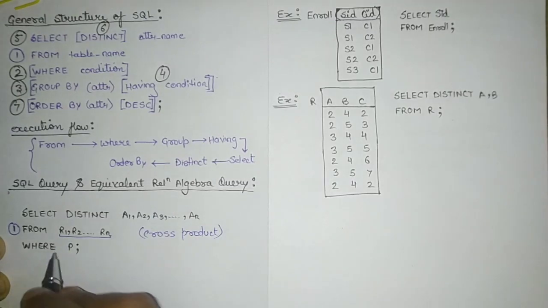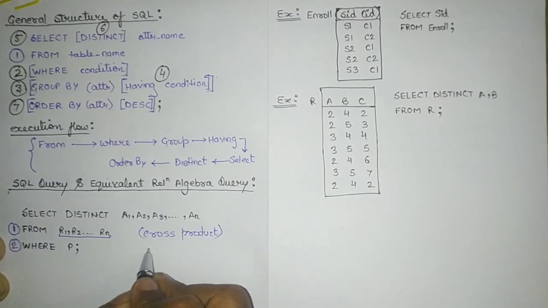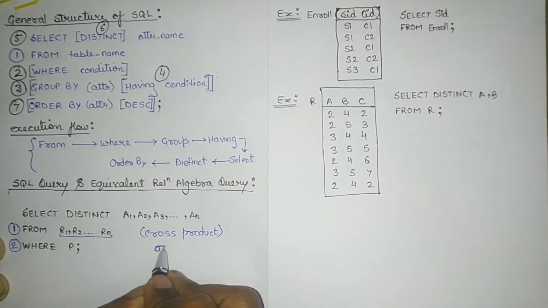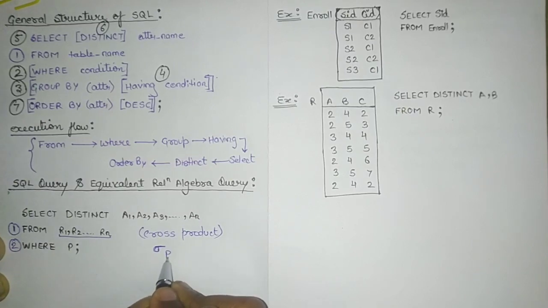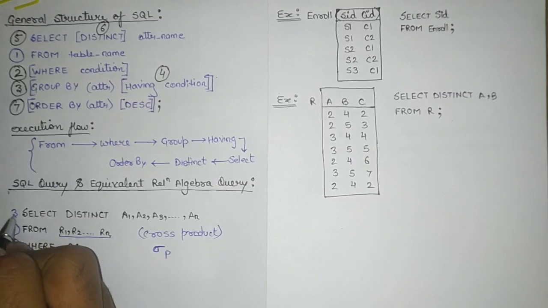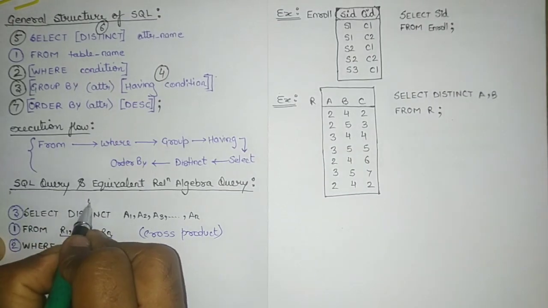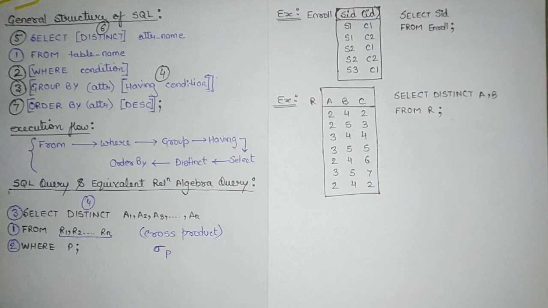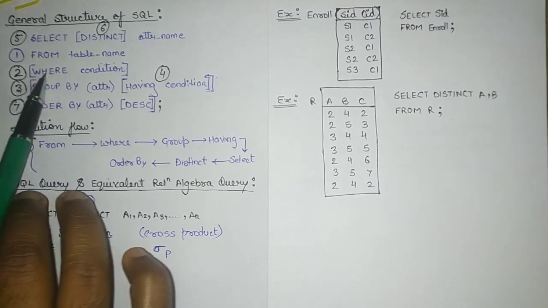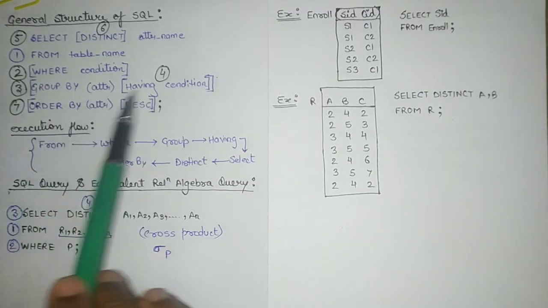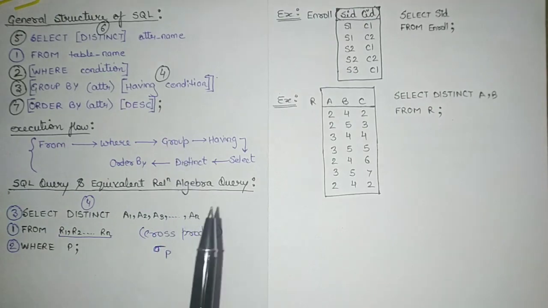And after this cross product, we have to check for the where clause, that means the condition. So you know that after performing the cross product, we will select by checking some condition. So we have to check this P condition here. After this P condition, we have to select, then we have to make sure that distinct is available. So this should be the sequence. As you can see, group by and having are not there, so we are just ignoring them.